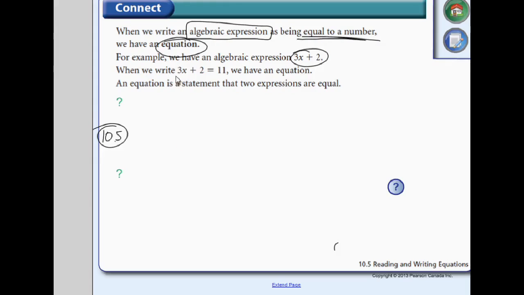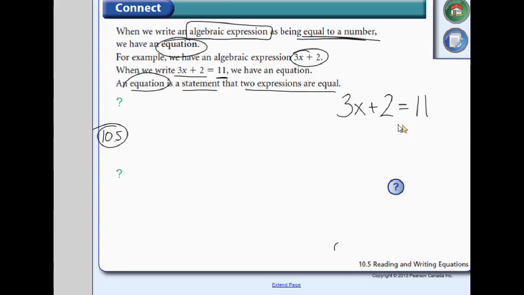So in this example here, let's take that 3x plus 2 and make it equal to 11. Then we have an equation. And an equation is simply a statement when two things are equal. One thing is equal to something else. So in this case, we have 3x plus 2 is equal to 11.